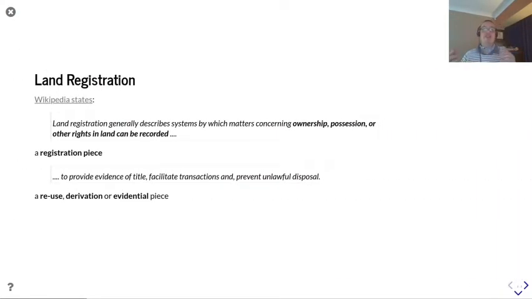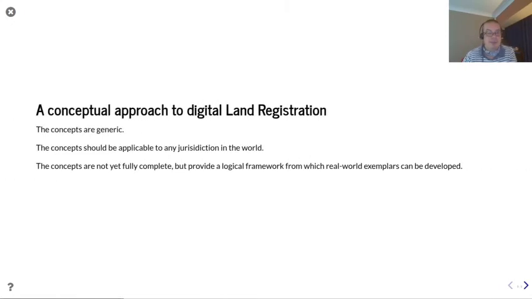Registration is how, as Wikipedia describes, you essentially register these ownership, possession, or other rights into a system, so a registration piece. But it also provides evidence of title, facilitates transactions, and prevents unlawful disposal. So there's a reuse, derivation, or evidential piece.